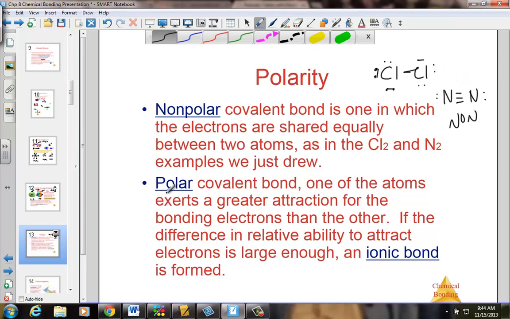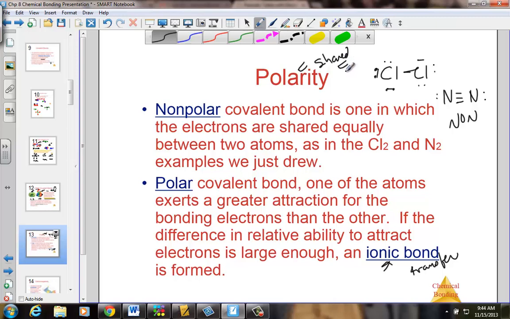However, in a polar covalent bond, one of the atoms exerts a greater attraction for the bonding electrons than the other. If the difference between the strength of those two atoms is so strong, one of the atoms might just rip the electron away and actually force an ionic bond, a complete transfer. So let's not confuse, these are shared pairs.